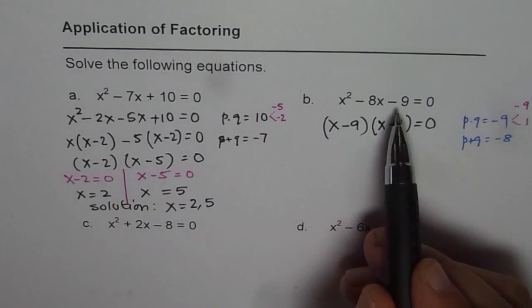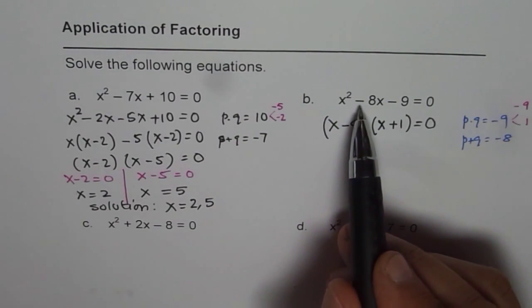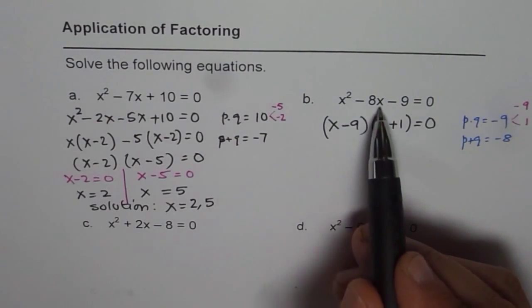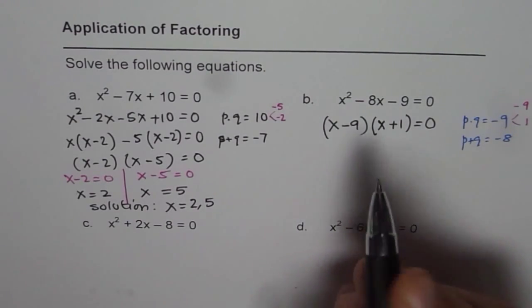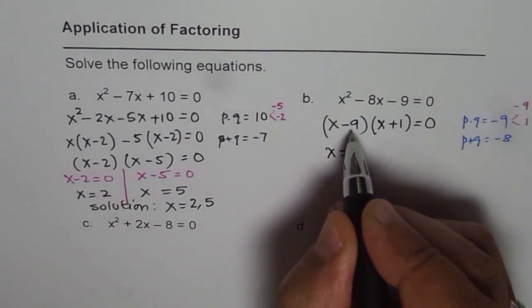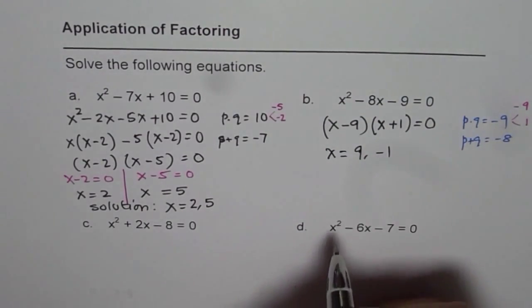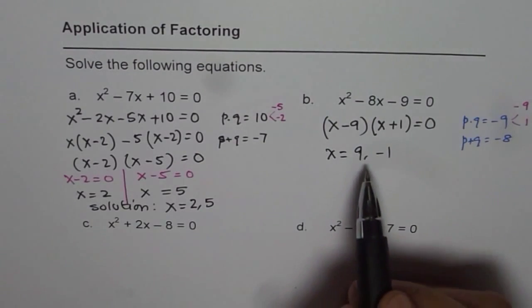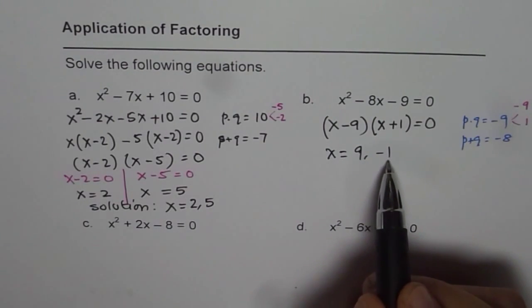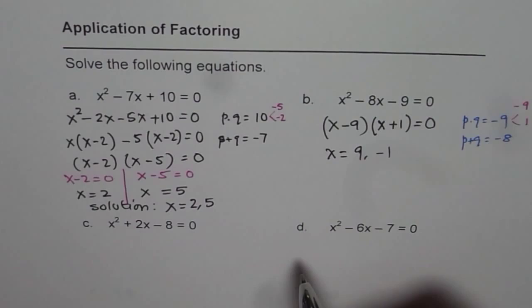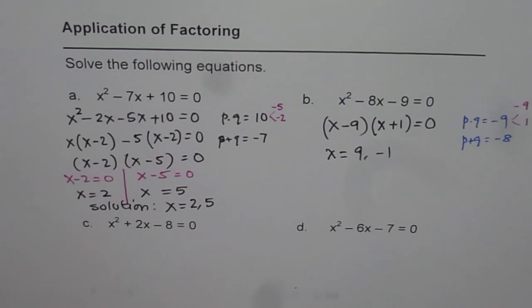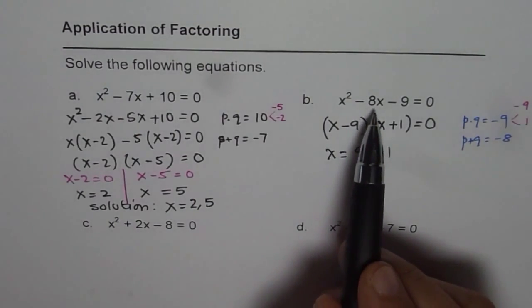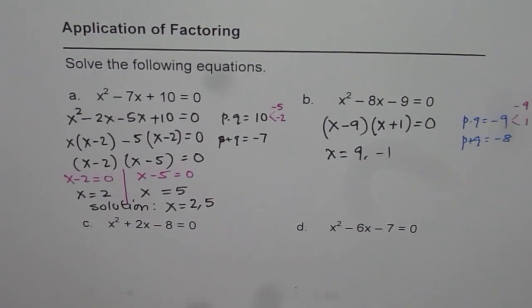So if your constant is negative and the coefficient of the x term is also negative, then we have a solution which could be, in this case, 9 and minus 1, right? We have a solution which is two integers with opposite signs. Do you see that? So that is how you can see how the solutions are related to the coefficient of x and the constant term, right? So here that is the solution.